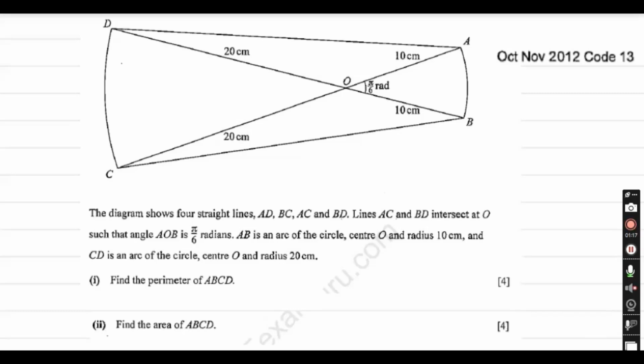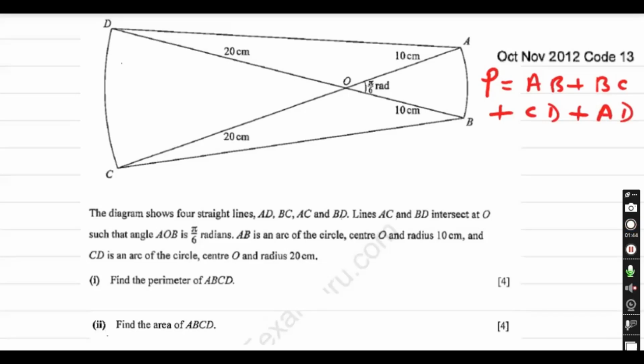AD. So first we have to write the setting of the perimeter, that is AB plus BC plus CD plus AD.